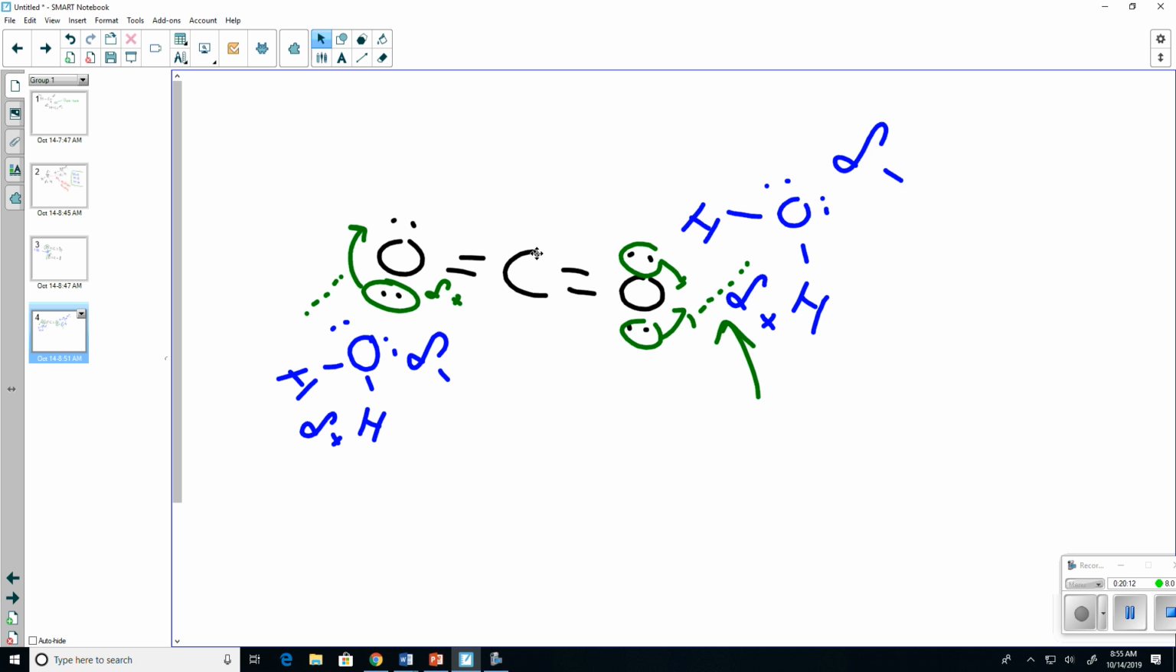Now again, this could be between two different molecules like I've drawn here. If we have a large enough molecule, it could be within one of the same and another one of them. But we're not going to get to big molecules quite yet.